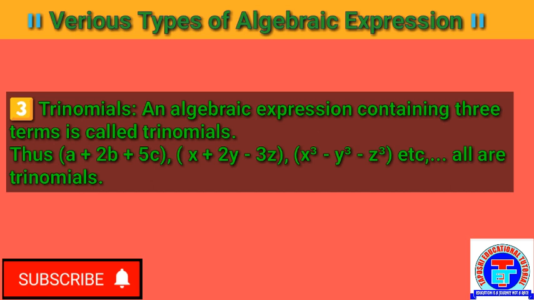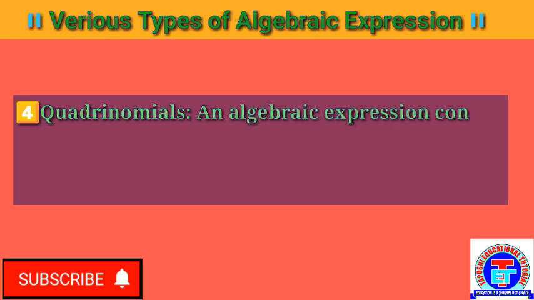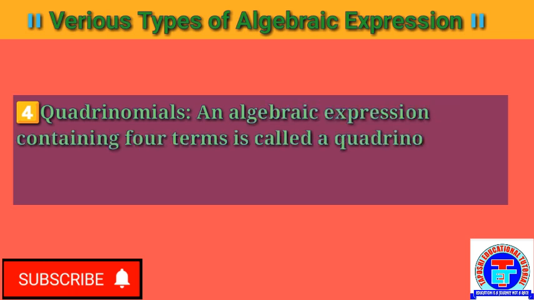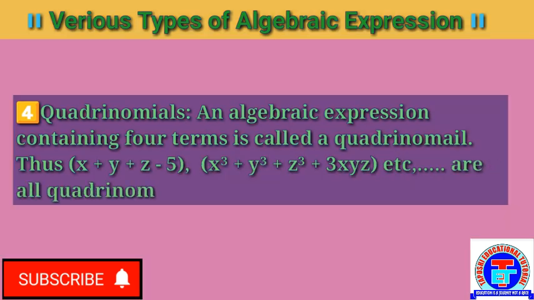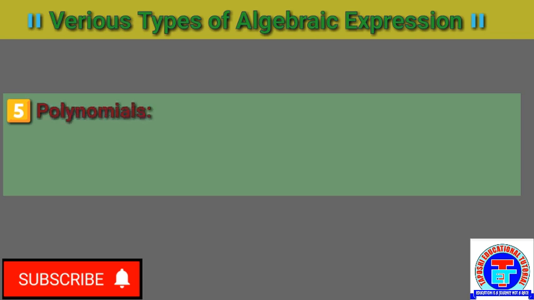are all trinomials. Now number 4 is quadrinomials. Quadri means 4 here, and nomials means, as you know, the terms. So an algebraic expression containing 4 terms is called a quadrinomial, right? So here x plus y plus z minus 5, x cube plus y cube plus z cube plus 3xyz, etc. are all quadrinomials. Now polynomials. Number 5, polynomials.